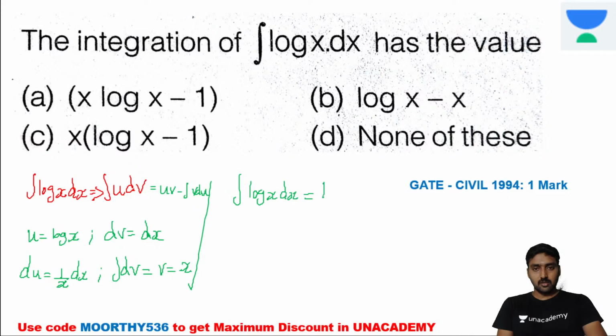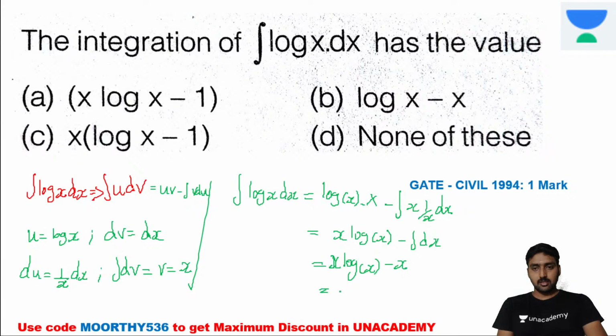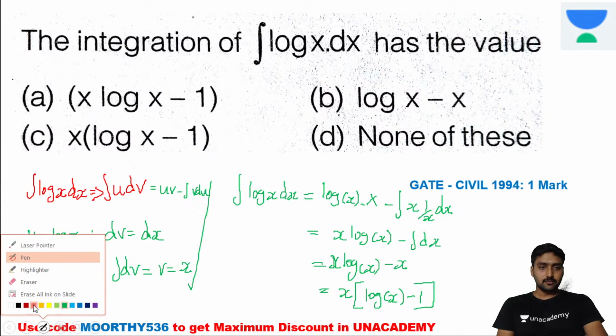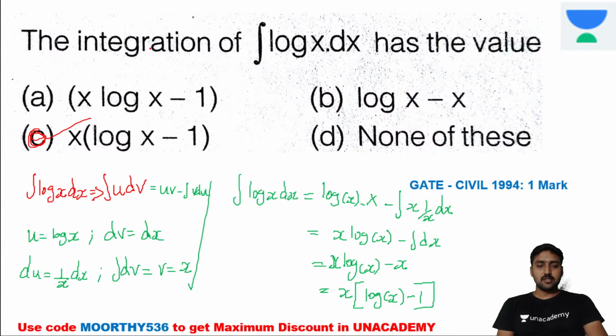uv is u times v, that is log x times x, right? Minus the integral of v du, that is x times 1 by x dx. It's equal to x log x minus the integral of dx, which is x log x minus x. Now take x commonly outside: x into log x minus 1. So coming to the options, it's option C. Is it clear now? Here option C is the right answer for this question.